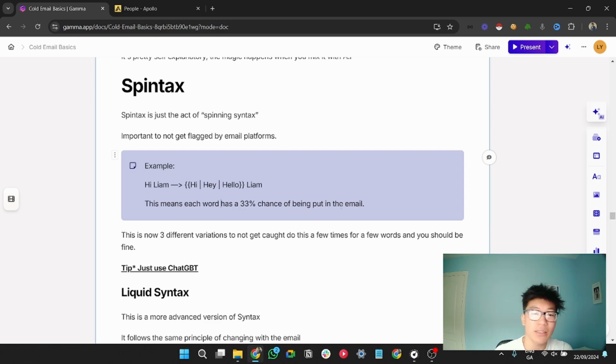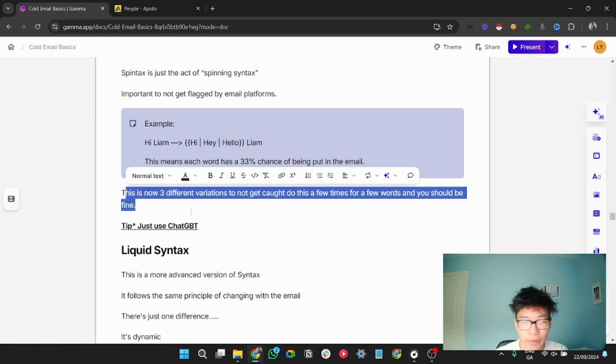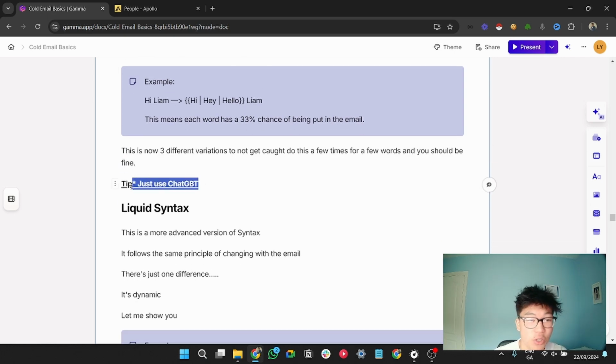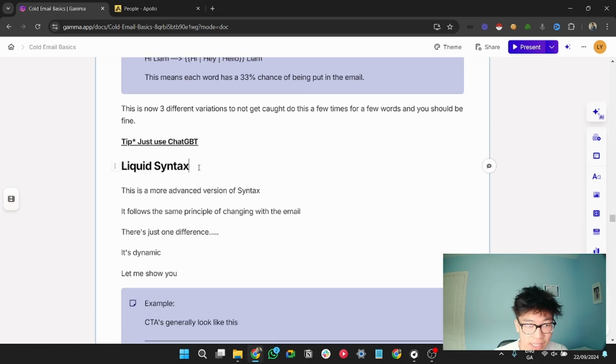So the idea behind this is when you run something like this, if you have, let's say, 3 here, and then 3 here, and then 3 here, and then 4 here, and then maybe 2, we're looking at 60 to 100 different combinations already. You need more than that, but it's nice because you just won't get flagged by spam. This is now 3 different variations to not get caught. Do this a few times for a few words and you should be fine. Tip, just use ChatGPT.